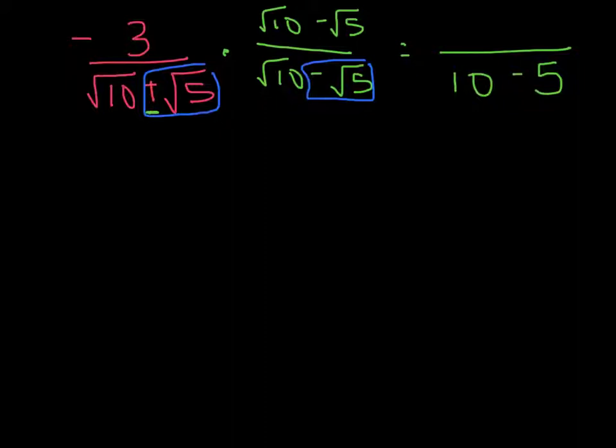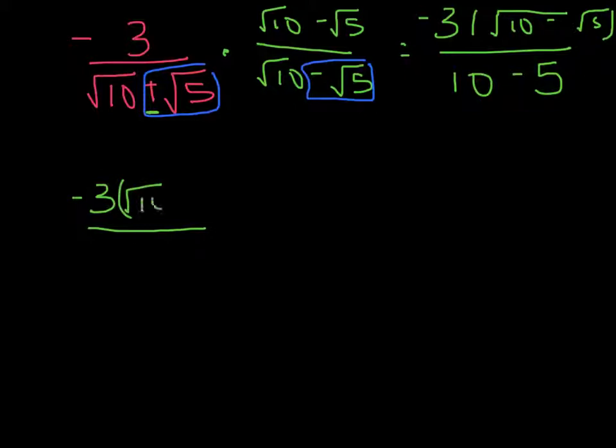Up on the top, I have negative 3 times the square root of 10 minus the square root of 5. So on the bottom, actually on the top, I'm going to rewrite this. I have negative 3 times the square root of 10 minus the square root of 5, and on the bottom, I've got 5.